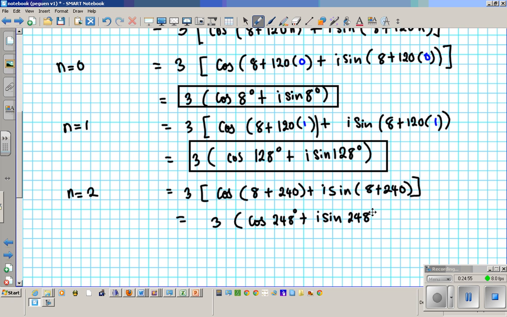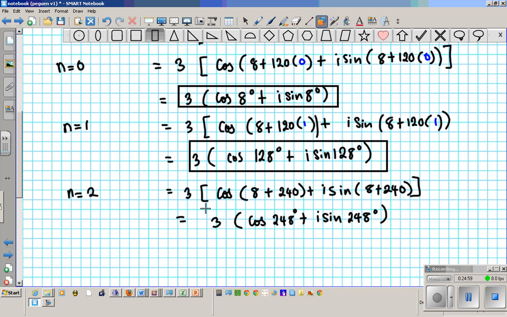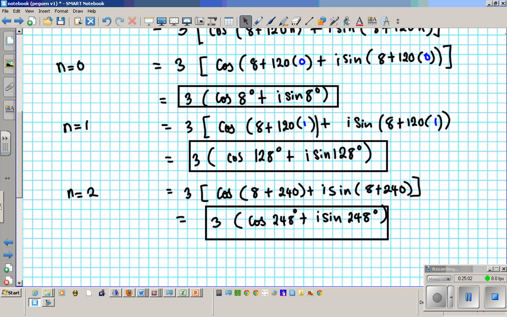So that's basically how you do these problems. If you have the formula, you shouldn't have much difficulty executing this algorithm.